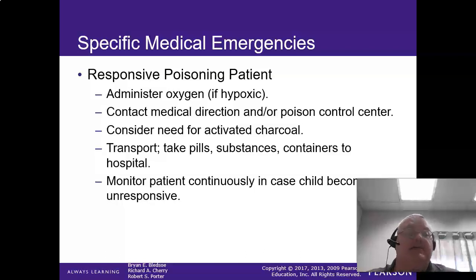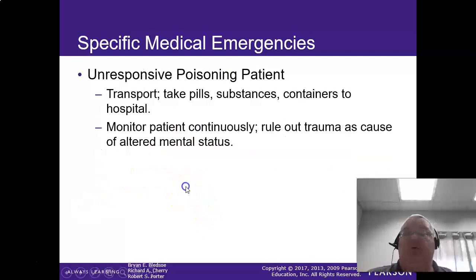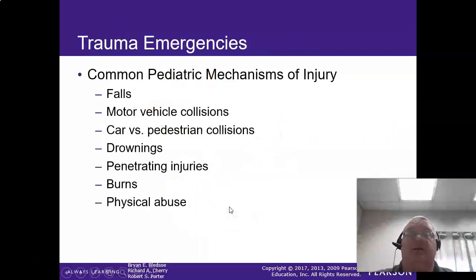Guys, there is nobody here that's got enough experience that they can't contact poison control, find out what the antidote is, and have them give you recommendations. It is in every protocol that I've ever seen, and it should be what you should be doing. Unresponsive poison patient, again, secure the airway, rule out trauma as a cause for the altered mental status, and find out what it is they took.